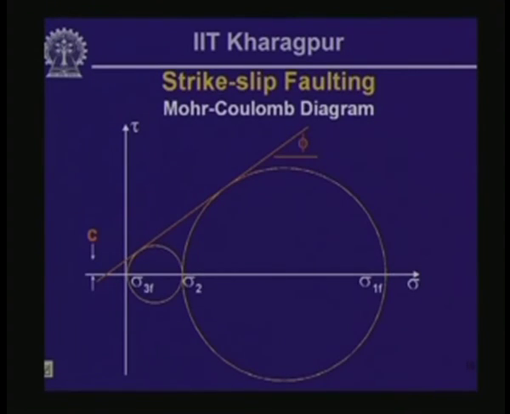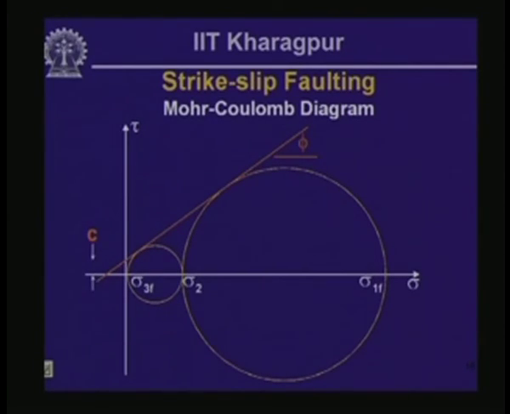Now we look at the Mohr Coulomb diagram for this particular case. It is slightly more complicated than the Mohr Coulomb diagram that we had for the normal fault and the reverse fault. Here sigma 2 is occurring in the vertical direction, and that is the intermediate principal stress really. If you have an intermediate principal stress, which is different from the other two principal stresses, then you have to construct two more circles.